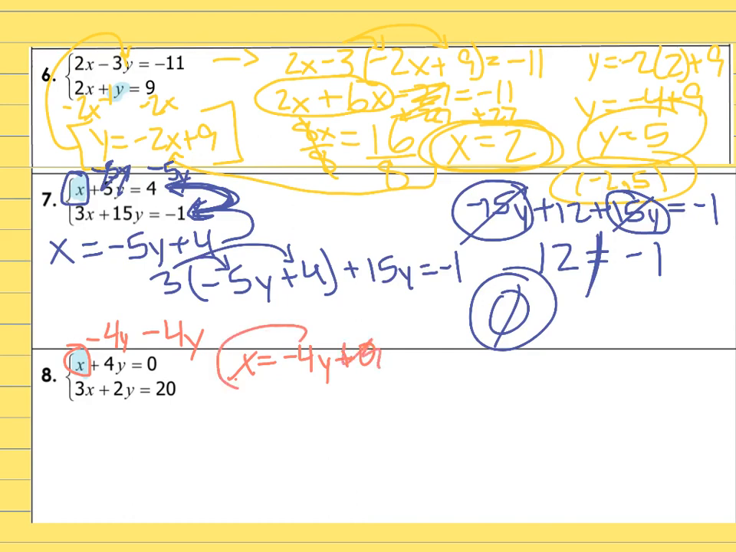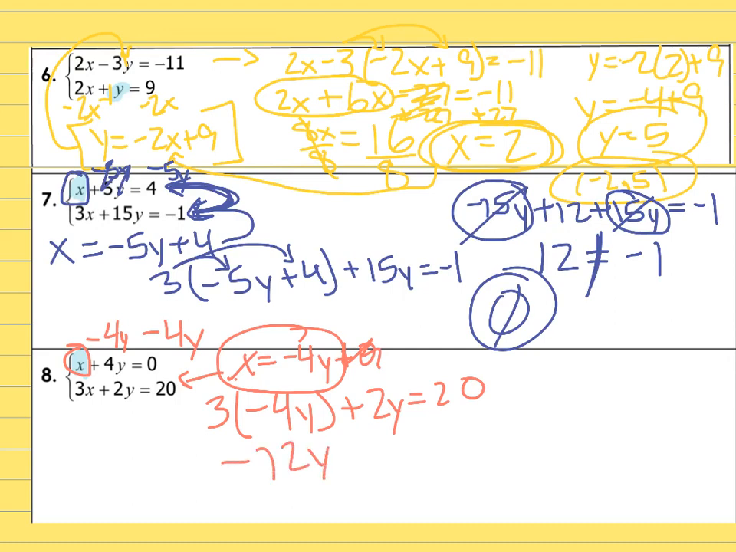But in either case, that means I get to take this and plug it into x here. So let's take that and plug it in for that x. So 3 times x, negative 4y. And we're going to add the 2y, which equals 20, right? Now multiply. Negative 12y plus 2y. Oh, we picked an easy one to end on. Good job.